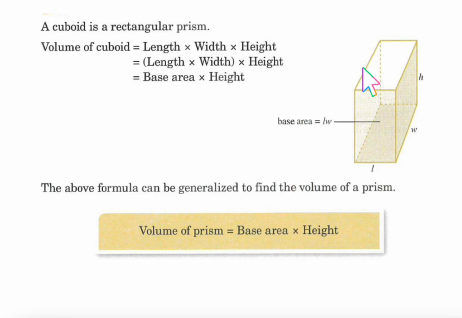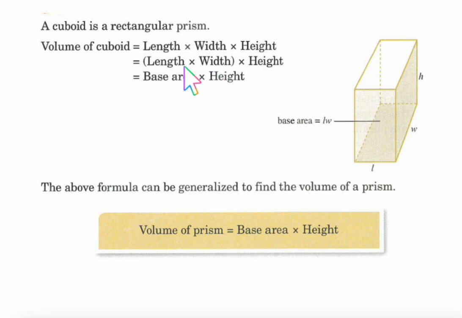A cuboid is a rectangular prism. We just talked about that. But let's look at how you would figure out the volume of a cuboid. So we talked last time about how the volume of a cuboid or rectangular prism is the length times width times height, right? Because we're trying to figure out how much can fit inside this entire space.